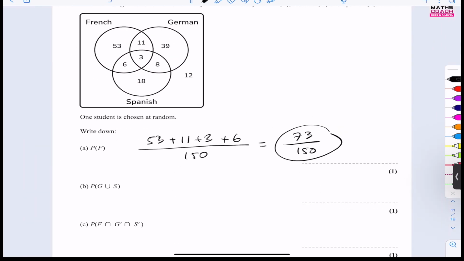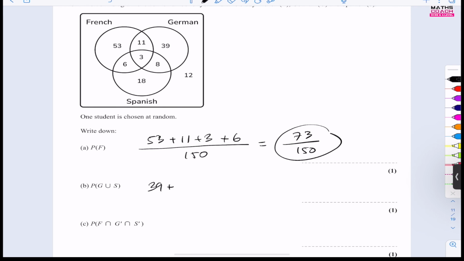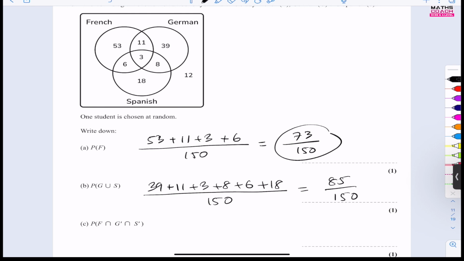So we're going to do, let me zoom out here, 39 plus 11 plus 3 plus 8 plus 6 plus 18. And that's going to be over the total again of 150 students. So if we work out the top, we get 85 over 150. So the probability that they study German or Spanish is 85 over 150.